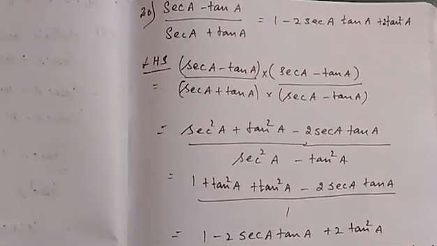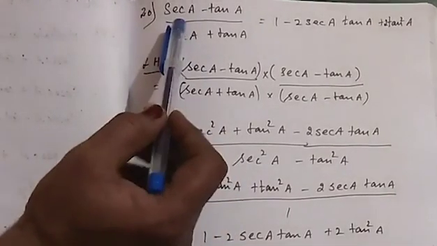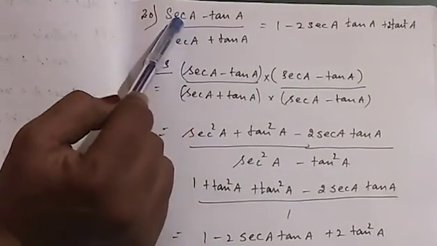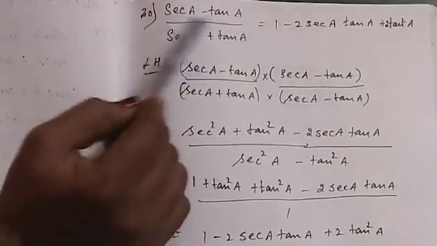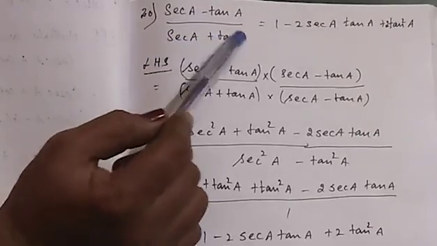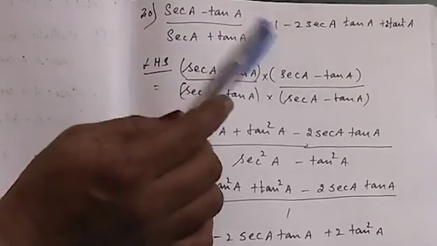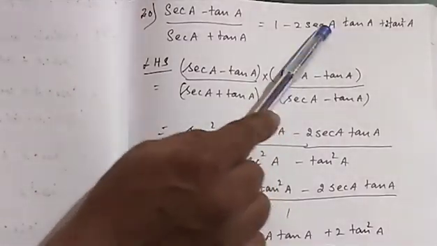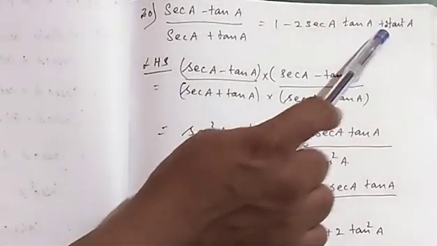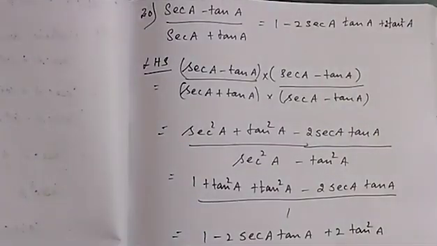Question number 20. Secant A minus tan A upon secant A plus tan A is equal to 1 minus 2 secant A tan A plus 2 tan squared A. Okay. Now the question is given. If you take left hand side, how will you get 1 minus 2 secant A tan A plus 2 tan squared A? You have to think.